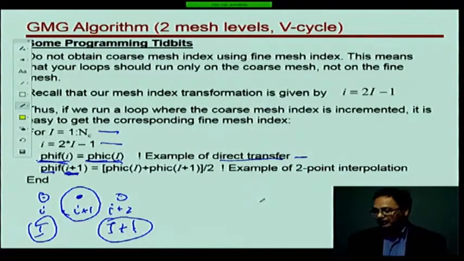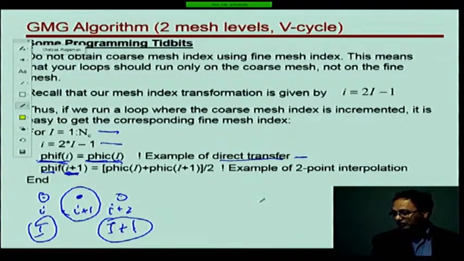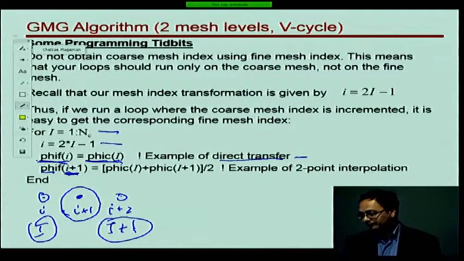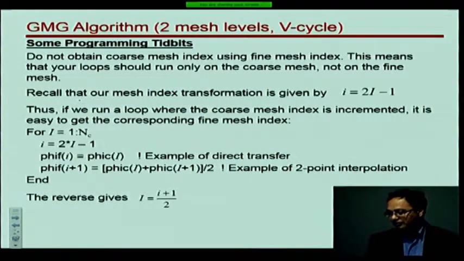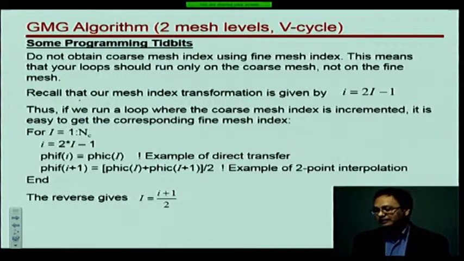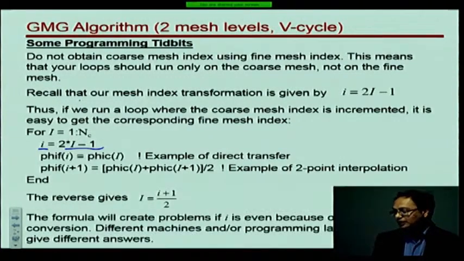Do not do the reverse. Why? Because here is what will happen. You will get into floating point operation problems. If you do the reverse, this is how you have to get the index: capital I is equal to small i plus 1 divided by 2. That's what this formula gives you. Unfortunately, that will create errors every time you have an i which is even.